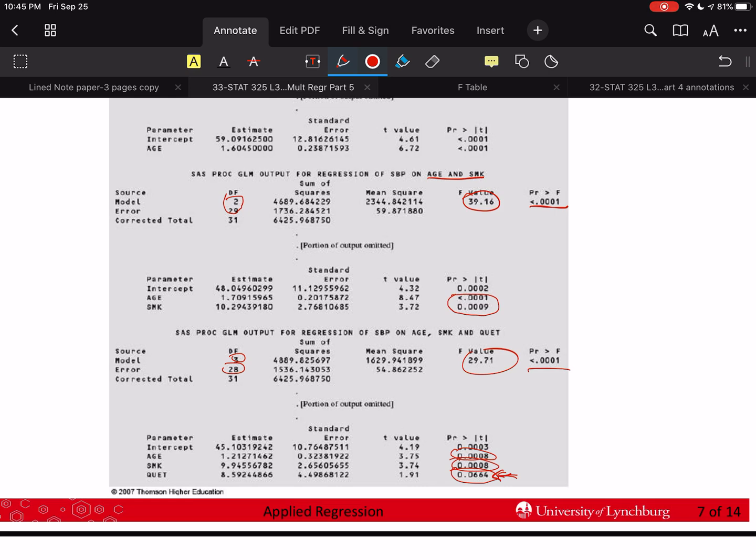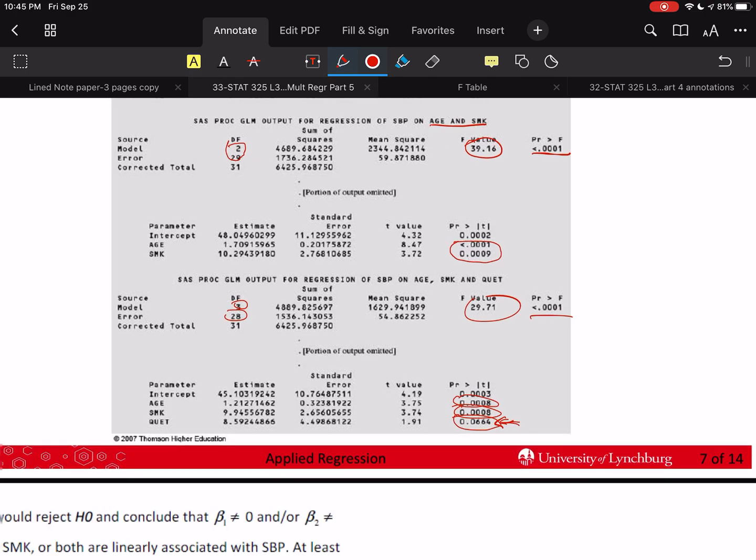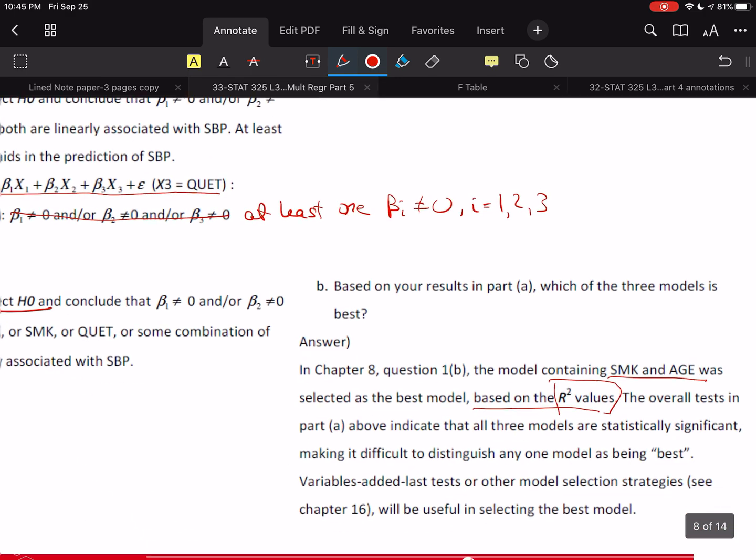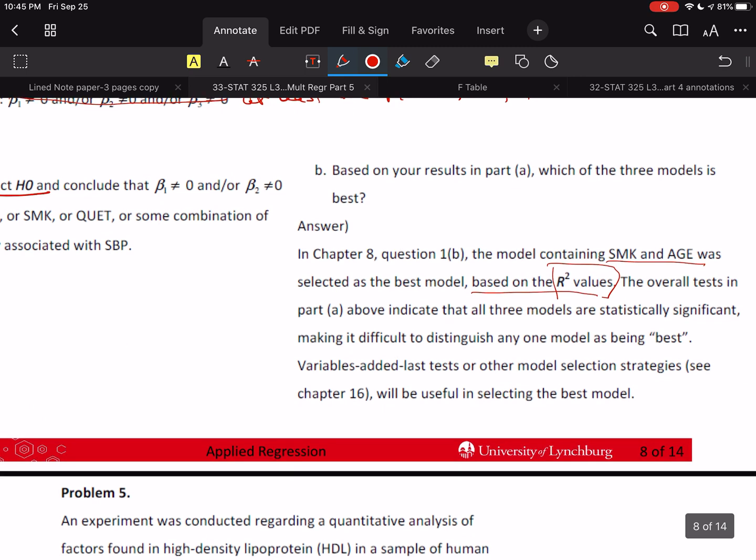The best way to decide is to use an adjusted R-squared value or some other test, like a likelihood ratio test that we'll talk about later on, I believe. Okay. So it makes it very difficult. Without having more information, it is difficult to decide which one's best.